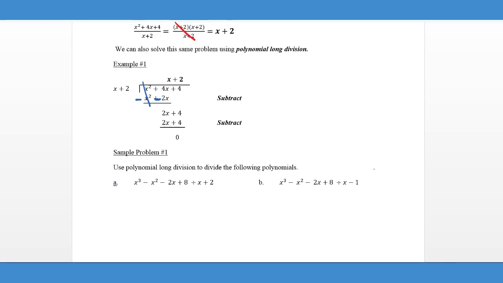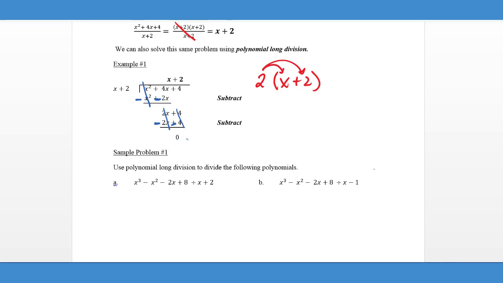Now, I want to find out what I have to multiply times x to get 2x, and that's going to be a 2. So basically we're doing 2 times x plus 2. So 2 times x gives me 2x, 2 times 2 gives me a positive 4. Again, I need to subtract that whole thing. That's going to leave me with negative and negative. So if I subtract 2x, that cancels. The 4s cancel, leaving me a remainder of 0.